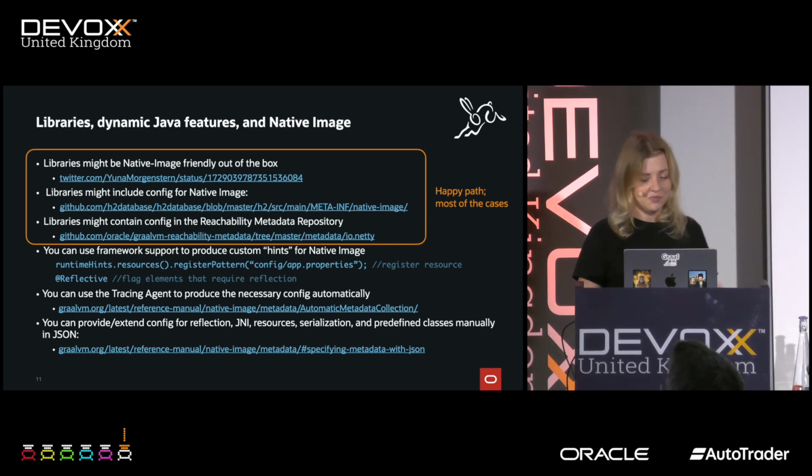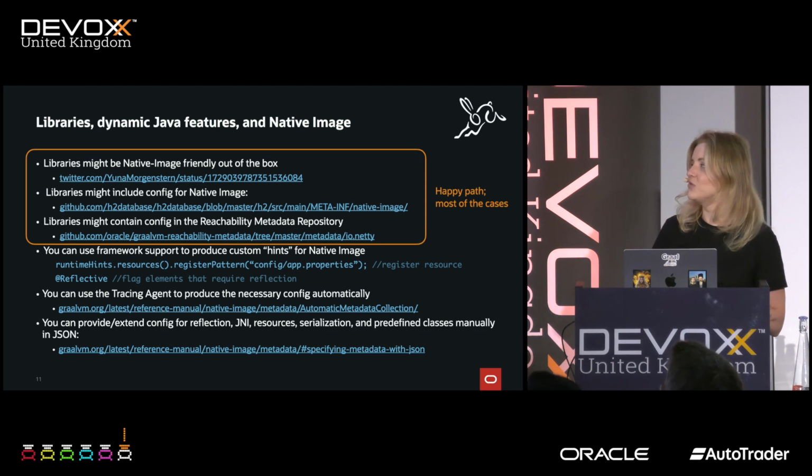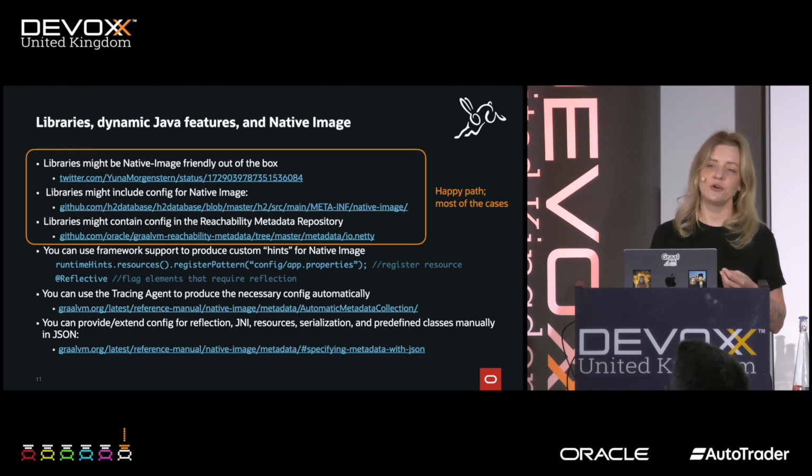Now, let's get into a bit more of a shady area. Let's say none of this is working for you. Maybe you have a legacy application, or maybe you have some internal custom libraries that are not made friendly towards GraalVM yet. So what can you do then?